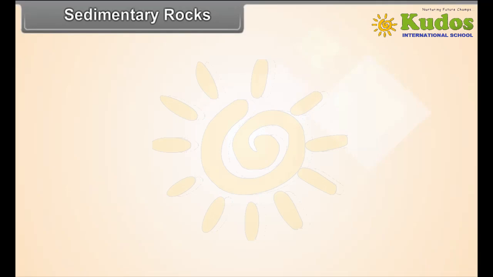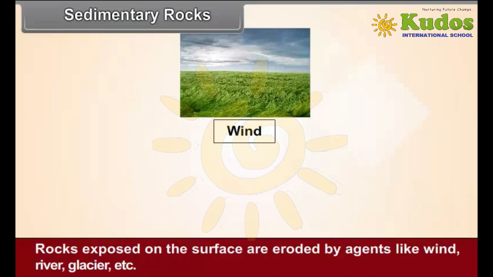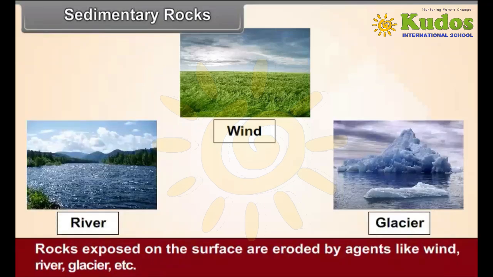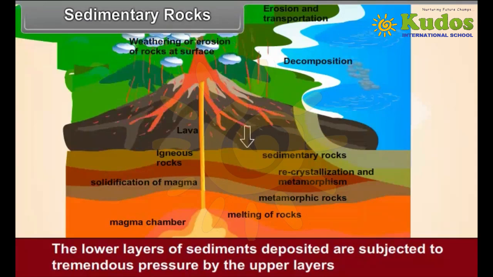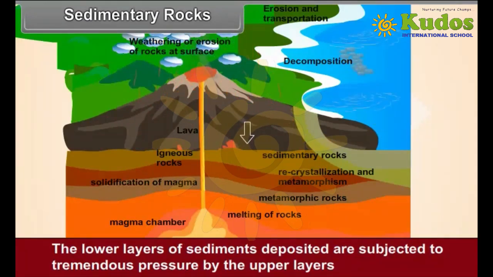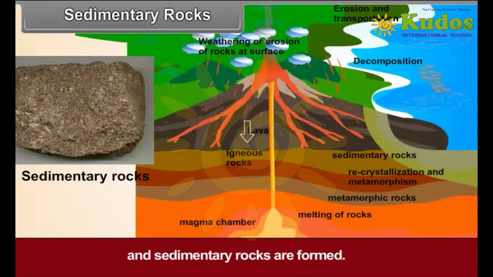Sedimentary rocks. Rocks exposed on the surface are eroded by agents like wind, river, glacier, etc. The sediments thus produced are transported and get settled in low-lying areas. The lower layers of sediments deposited are subjected to tremendous pressure by the upper layers and sedimentary rocks are formed.